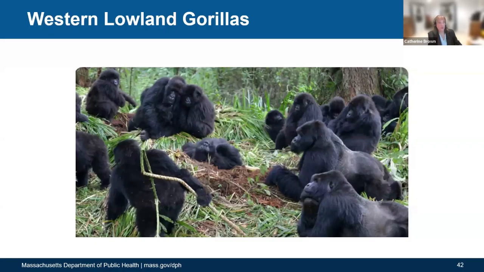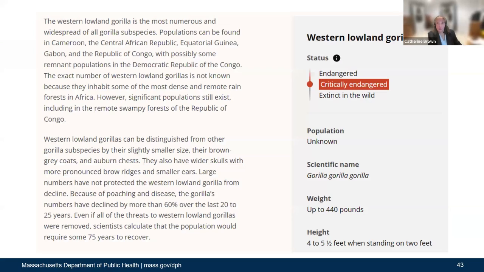So Western lowland gorillas are one of the most critically endangered animals in the world. Because of poaching and disease, the gorillas' numbers declined more than 60% over the last 20 to 25 years. Although the good news is we're starting to make progress in the other direction again now, which is great. So this is actually from a couple of years ago, but at the time, scientists calculated that the population would take 75 years to recover if we could protect them entirely.